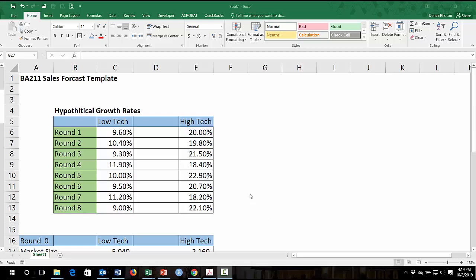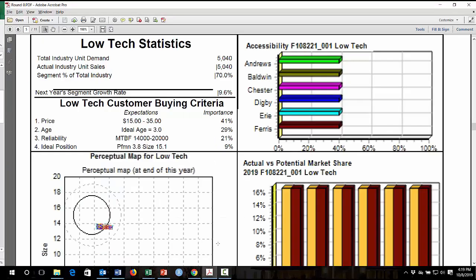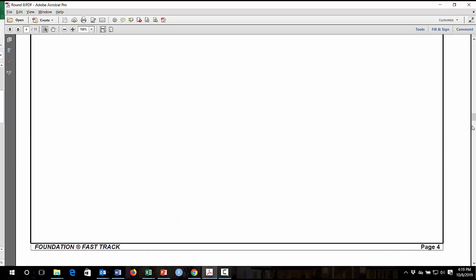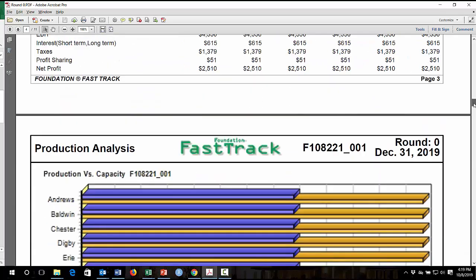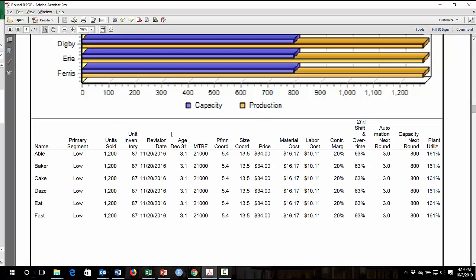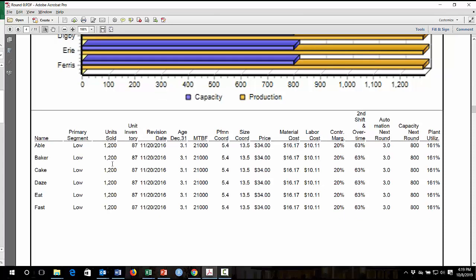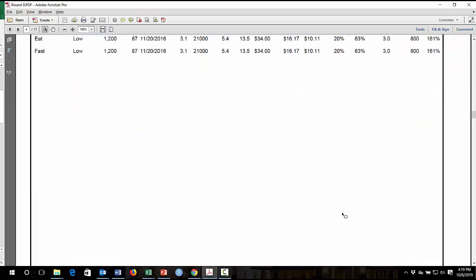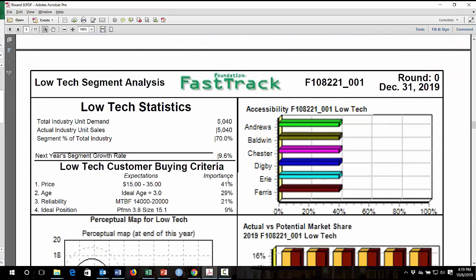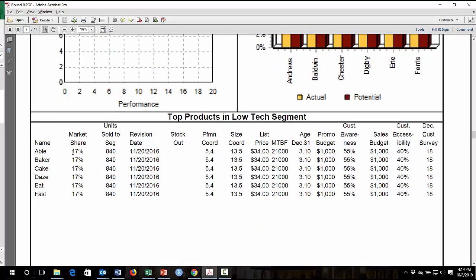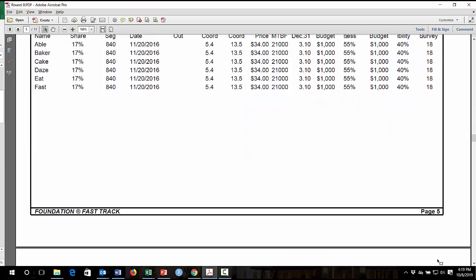All right, here's part two of your Excel assignment, number two on sales forecasting. I'm going to back up just a little bit and talk you through this again. When you look at your round zero fast track report, you can see that you sold 1,200 units in total, and everybody sold the same amount because everybody had 1/6 of the low-tech market, which is 16.667%. So you had 840 units that you sold in the low-tech market of your product, Able.